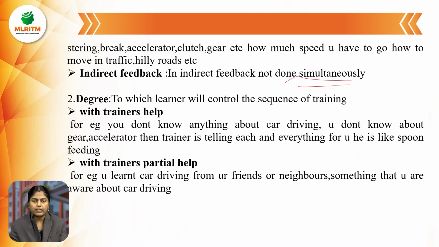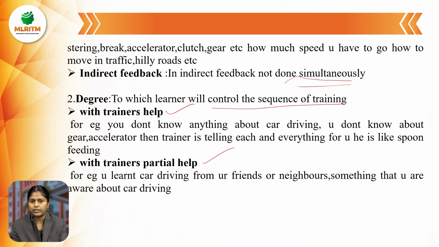The next one is degree. What do you mean by degree? The extent to which the learner controls the sequence of the training. Whatever sequence of training we are giving is controlled by this particular degree. Again, this degree is divided into 2 types: with the trainer's help and with the trainer's partial help.